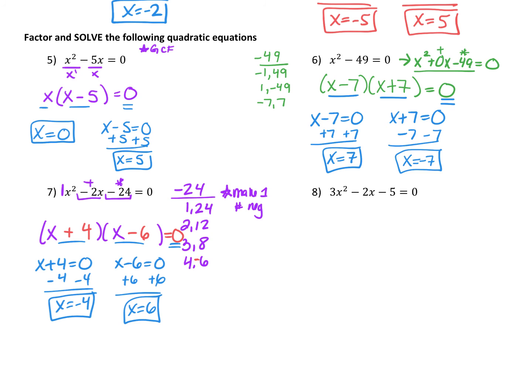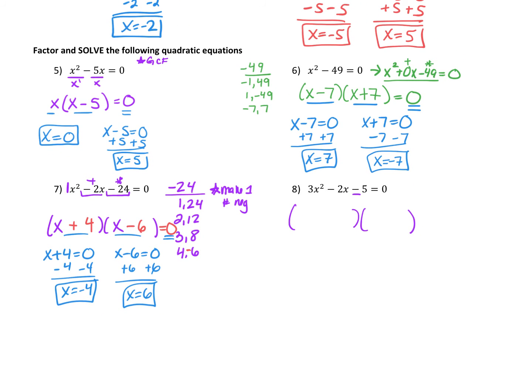All right, in this last example, my a is 3, so now I need to think about what multiplies to 3 as well as what multiplies to negative 5. So what multiplies to 3 is just 1 and 3. So I know 3x squared will just be broken down into 3x and x, because 3x times x will give me 3x squared. Now, things that multiply to negative 5 would be negative 1 and 5, or 1 and negative 5. So now I need to put those in these spots and guess and check and find out which will give me a sum of negative 2.